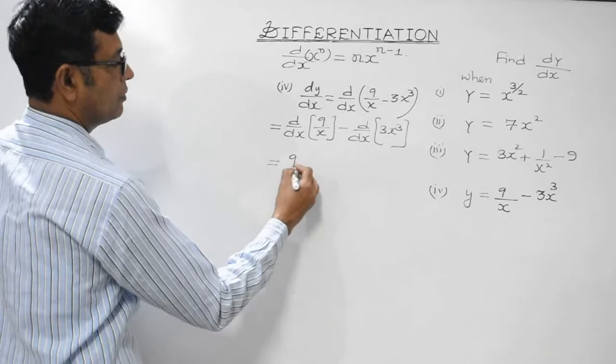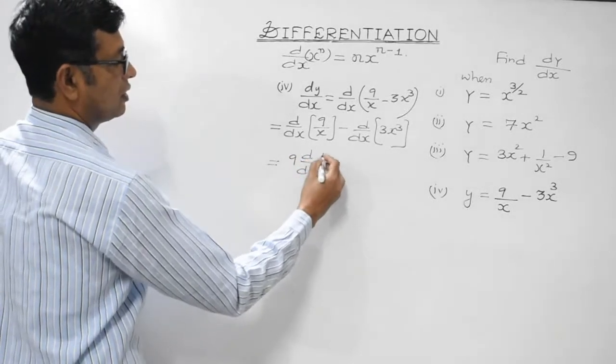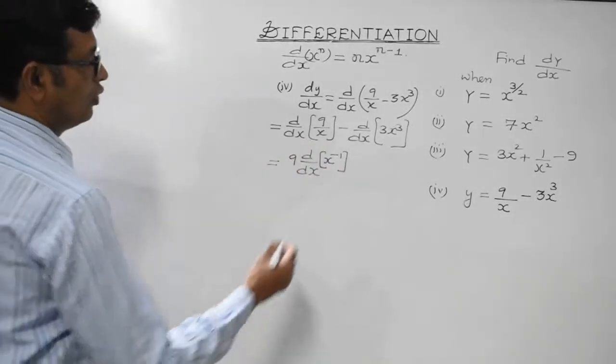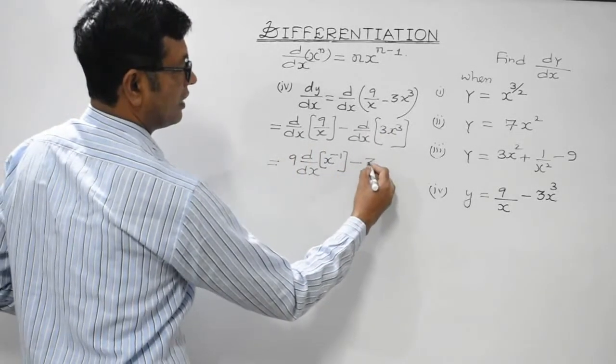So 9 is constant, can be taken outside, d by dx, reciprocal of x can be written as x to the power minus 1, right? Over here 3 is constant, it can be taken outside.